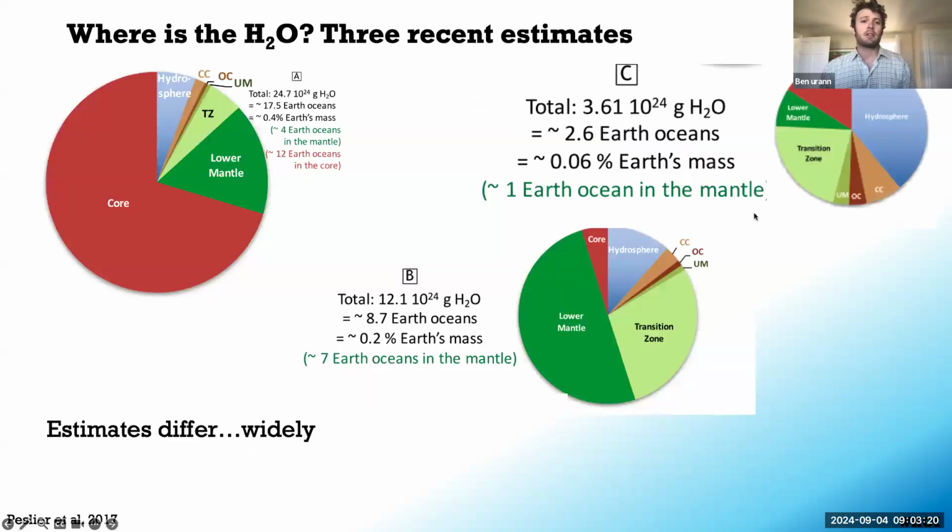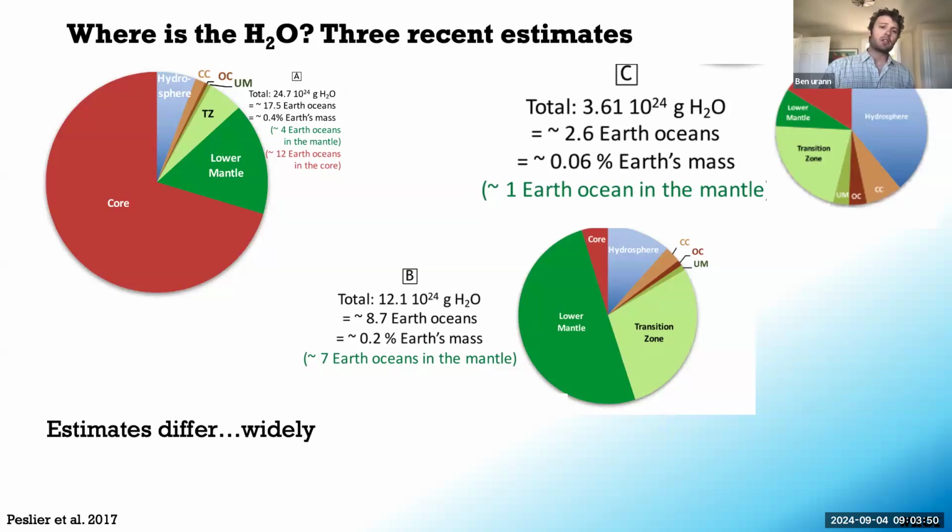And so if you want to consider where is the water, here are three recent estimates of distribution of water between Earth's core, its lower mantle, transition zone, upper mantle, continental crust, oceanic crust, and hydrosphere. And the big takeaway from this is that the estimates of where Earth's water resides can vary significantly. And so pinning this down is really critical.